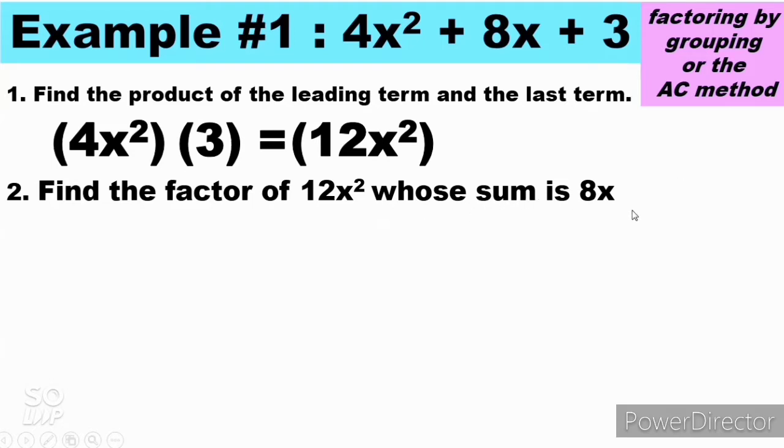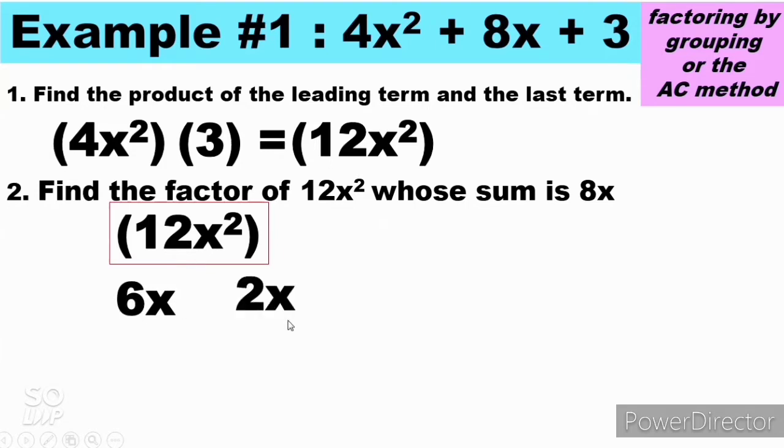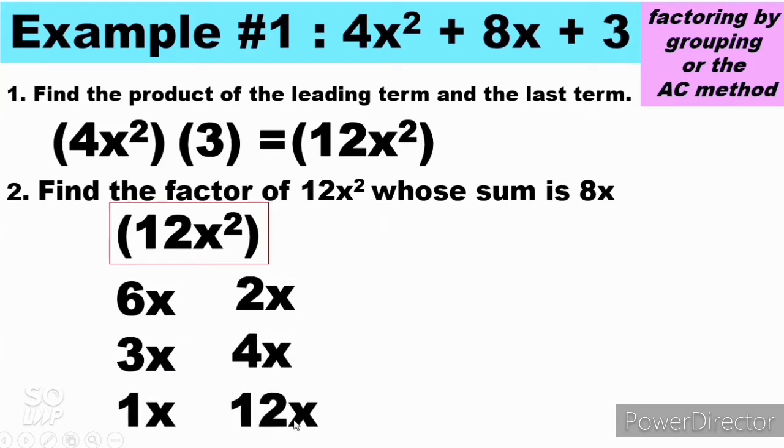Then, the next step, find the factors of 12x squared whose sum is 8x. So, ipa-factor natin yung 12x squared. Dapat yung factor niya, pag pinag-add natin, it is equal to 8x, which is yun yung middle term ng given trinomial natin. Factor 12x squared, we have 6x times 2x. Another one, we have 3x times 4x. Next, we have 1x times 12x. So, yun yung mga factors ng 12x squared.